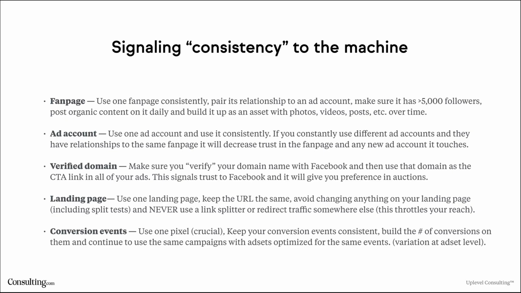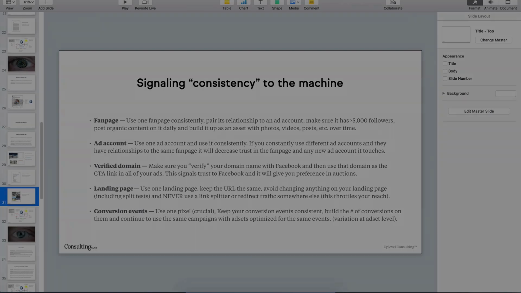And then verified domains. Verified domain, singular. So make sure you verify your domain name with Facebook and then use that domain as the CTA link in all of your ads. And this signals trust to Facebook and it will give you preference in auctions. So a lot of people don't know how you do this.